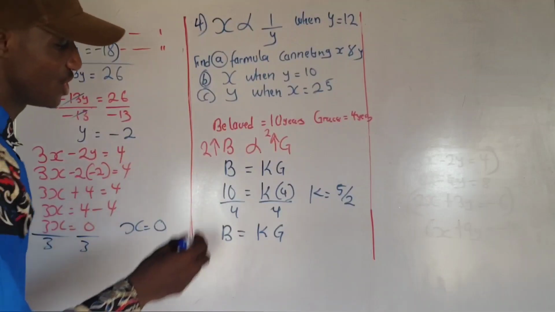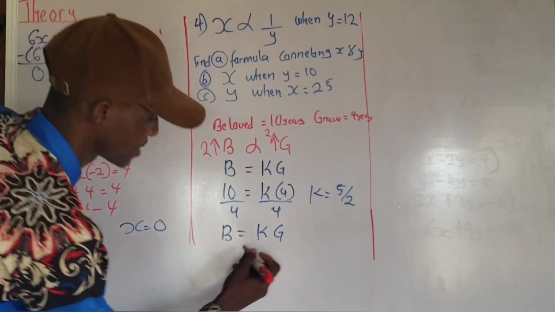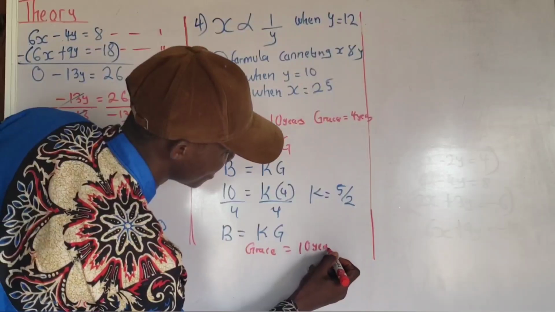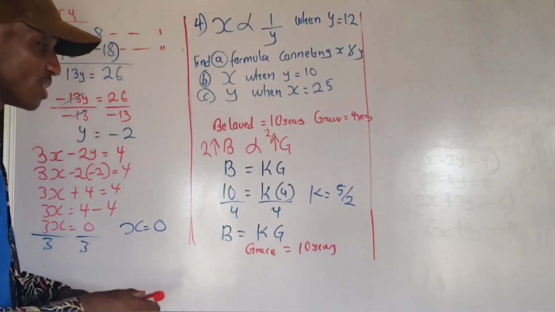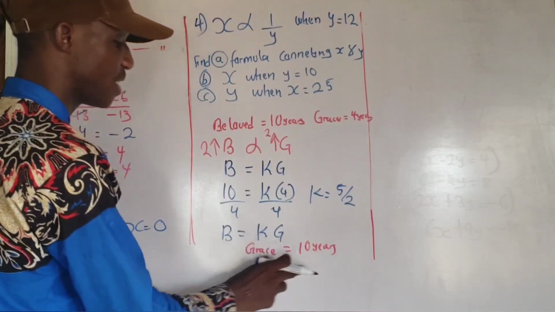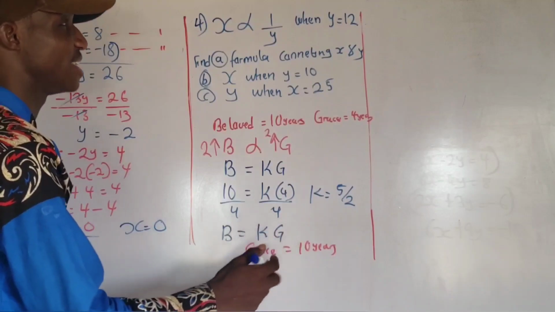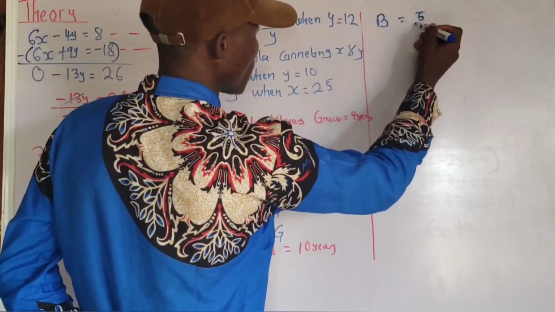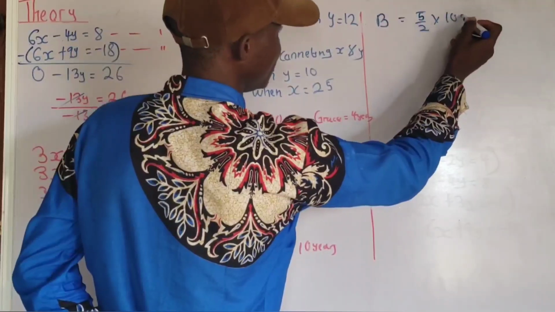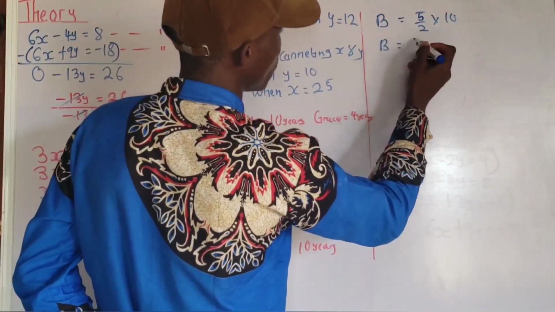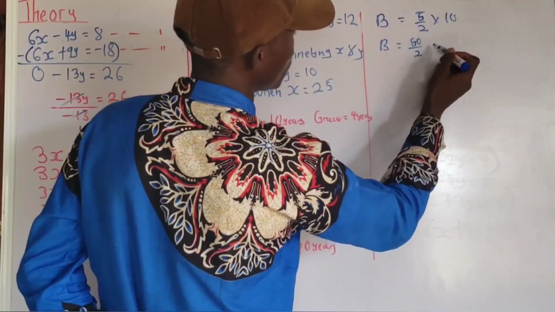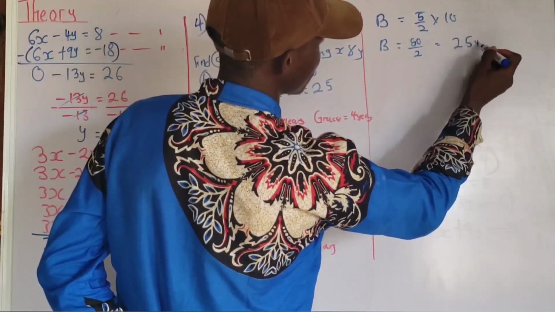So if Grace's age is 10 years, you can easily get my age by substituting the value of the age of Grace as 10. That means Beloved's age is equal to 5 over 2 multiplied by 10 years. You understand? So my age will be equal to 5 times 10, which is 50, so 50 over 2, that is 25 years.